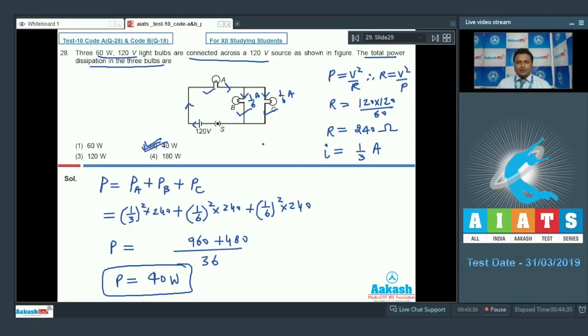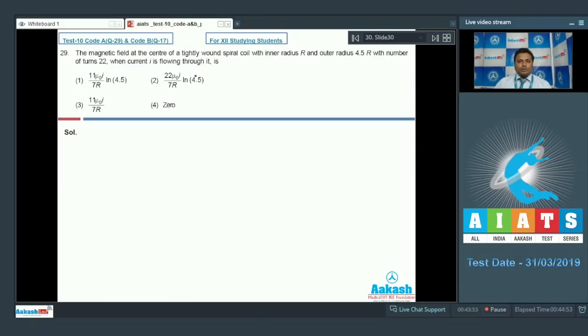Now let us proceed to the next question, that is question number 29. So here is question number 29. The magnetic field at the center of a tightly wound spiral coil with inner radius R and outer radius 4.5 R, with number of turns 22, when current I is flowing through it, will be what?